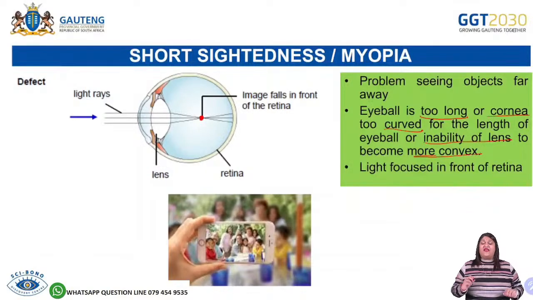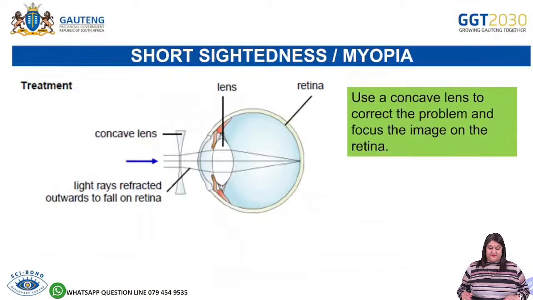And remember, if it falls anywhere else other than on the retina, it's a blurred image. Okay, so this is what happens to people. Now, how do we fix this? The treatment is that we need to use a concave lens to fix the problem. So what happens over here is light rays are refracted outwards to fall on the retina.